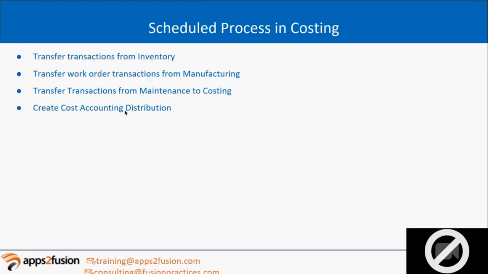So where do you see it if there is a problem in converting an inventory transaction into an accounting distribution? Are there any errors or any tables in between where we can view the errors?